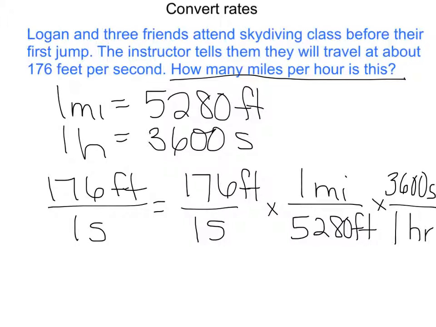Now, to determine what goes in the numerator and the denominator, you want to look at your original units. So I put feet in the denominator right here because feet is in the numerator on the other side. So you want those to cancel out. So then I put seconds in the numerator on the second converter because seconds is in the denominator. So once this all cancels out, I will be left with just miles per hour.